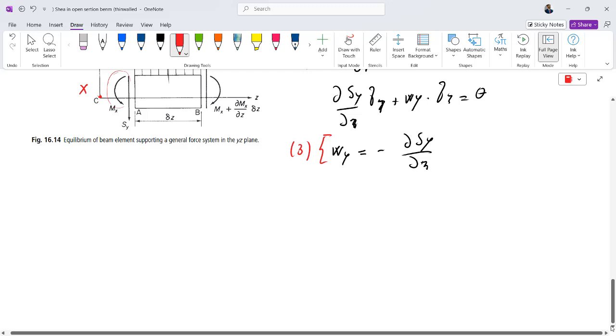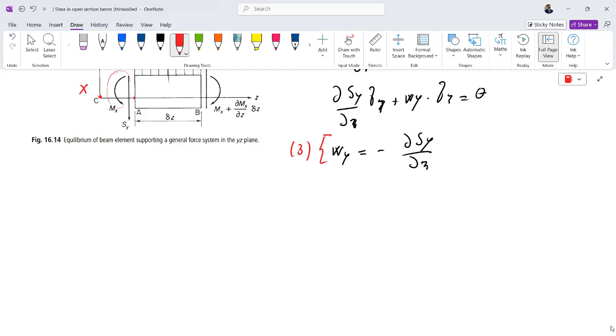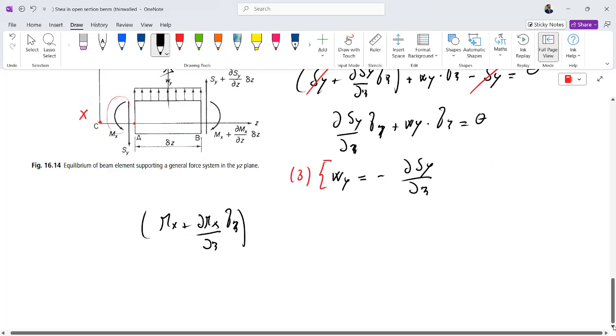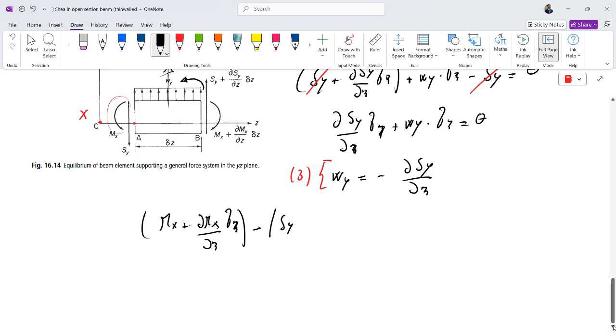But if I refer to point A, to the rotational equilibrium, we obtain this moment Mx producing a moment that is clockwise, so it is positive for our convention. We obtain this Mx plus the derivative of Mx with respect to z times delta z. So we have also the shear here that produces a moment around point A, and the moment produced is counterclockwise, so it is negative: Sy plus the derivative of Sy times delta z, all times dz, the arm delta z.